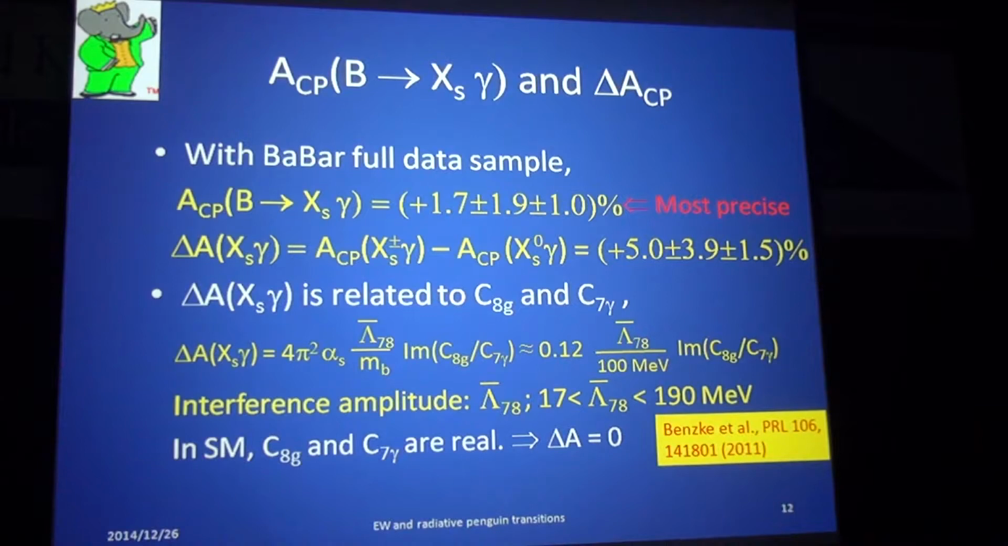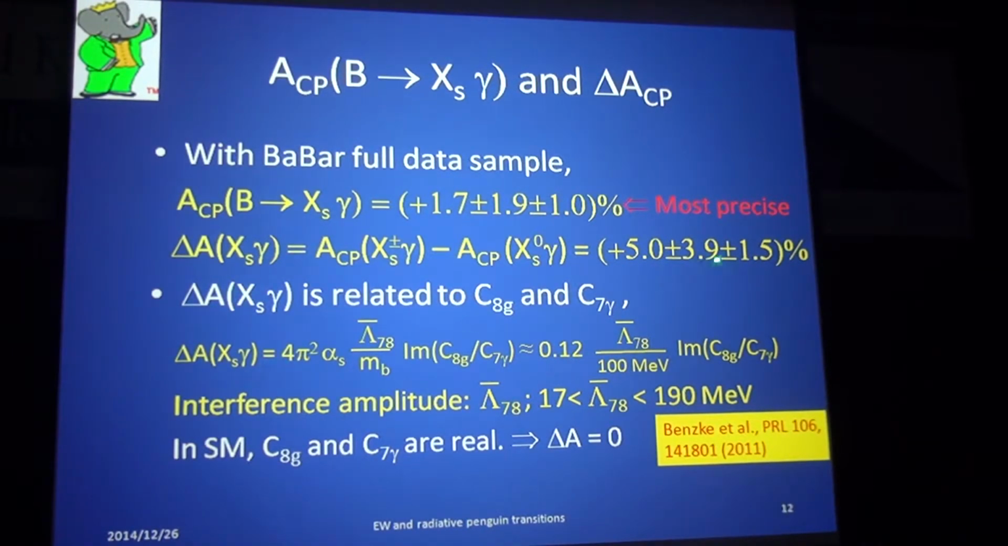Okay. Now with the BaBar data, the observed CP asymmetry for B to X_s gamma is 1.7%. Then they move one more step forward. They check the CP asymmetry for the B plus mode and the B0 mode to see if there's any deviation. And the difference is around 5% with larger errors. Therefore, they are consistent with 0.